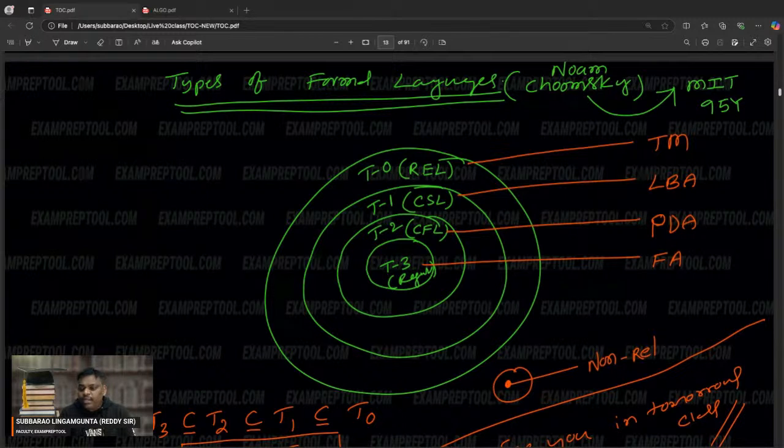Noam Chomsky is still alive. If you want to meet him, you can go and meet him. He is at MIT. His age is approximately 99 or 95 years. Please go through it and verify.